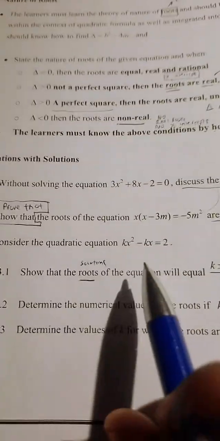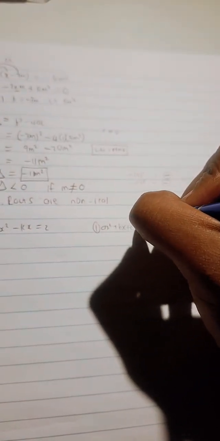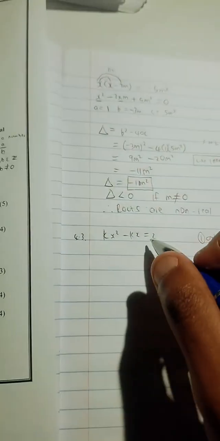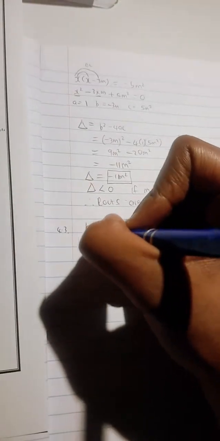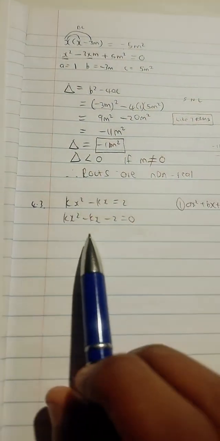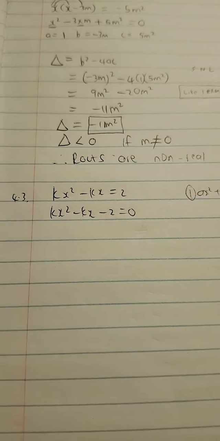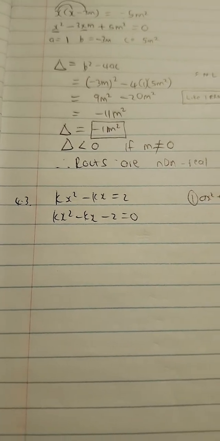So let's first write the equation that we're given. kx squared minus kx is equal to 2. Let us get the equation in standard form, which means if there's a constant, we transpose it. The 2: kx squared minus kx minus 2 is equal to 0. This is our standard form. We are fine so far, right?